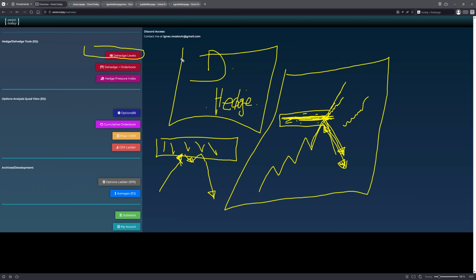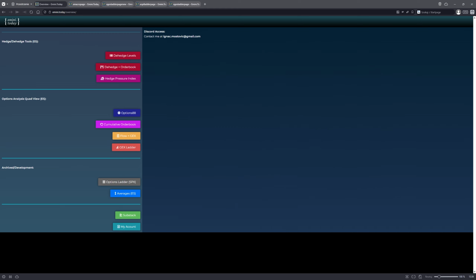Like if price gets to these areas during the European session, usually it will provide a reversal, and many times for the whole day. Like you will see that this is the high or low for the whole day. Okay, so let's get into the tool.